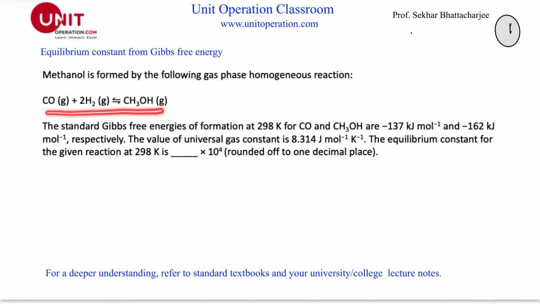Carbon monoxide reacts with hydrogen in the gaseous phase to form methanol. The standard Gibbs free energies of formation are given for carbon monoxide and methanol, and we'll see why hydrogen is not given. The value of R is given. So the equilibrium constant at 298 K has to be calculated, times 10 to the power 4. So that's where the value comes in.